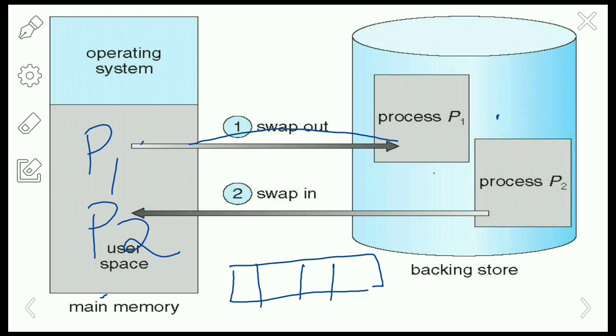In the case of swapping of processes, partitioning the operating system into multiple partitions, allocating the process to the main memory, and swapping the process out to the backing store, all these things will be done by the operating system.